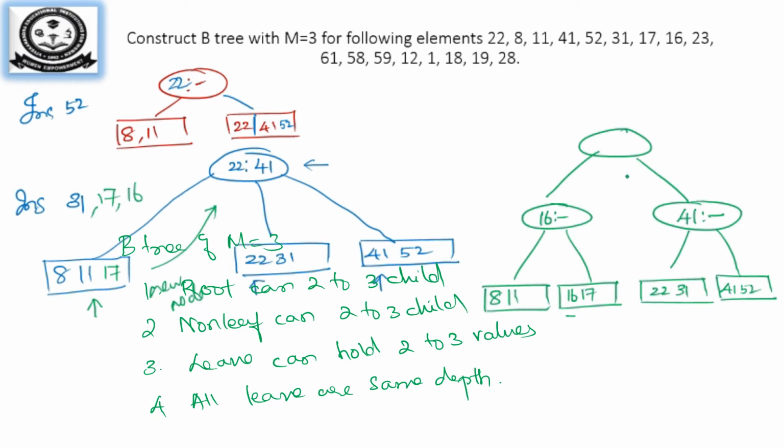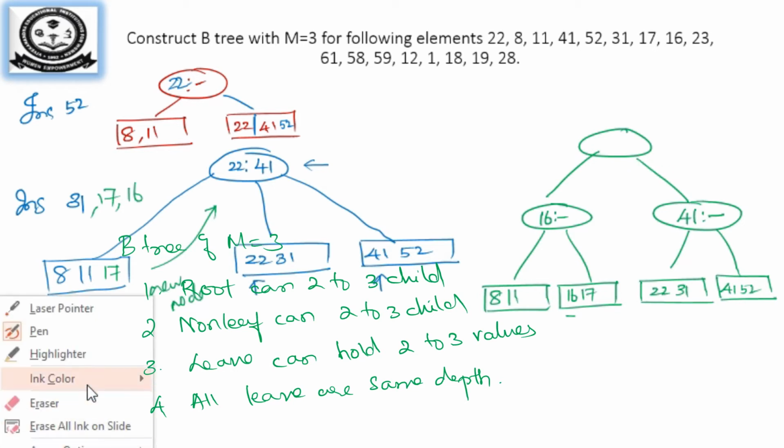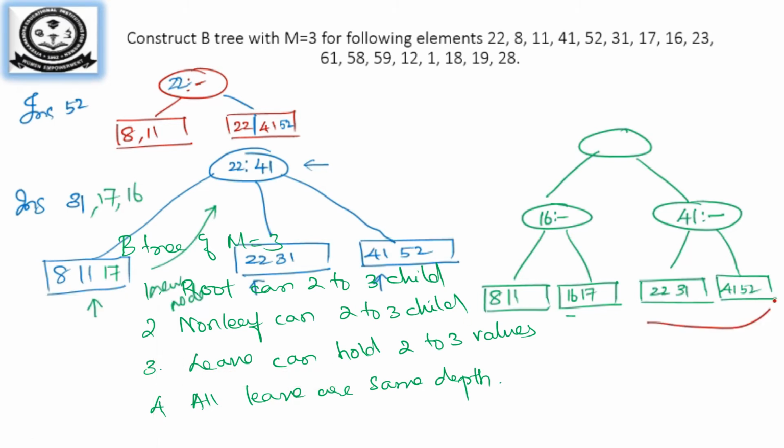Now considering this as a left subtree, the entire left subtree must be considered. So you have to consider this entire structure as a left subtree for the second child of this node, and the starting value is 22. So you will have 22 dash over here. So it will be the 22 dash.